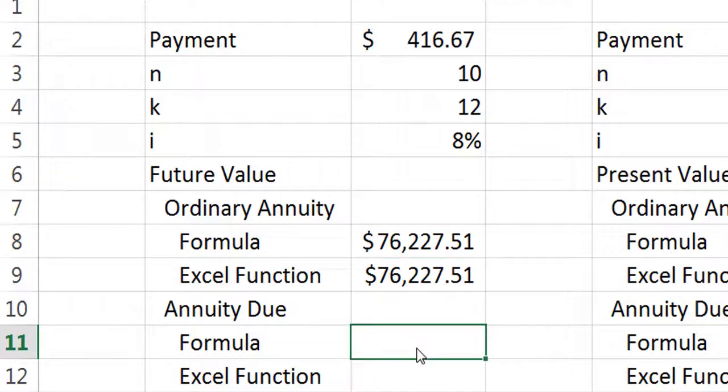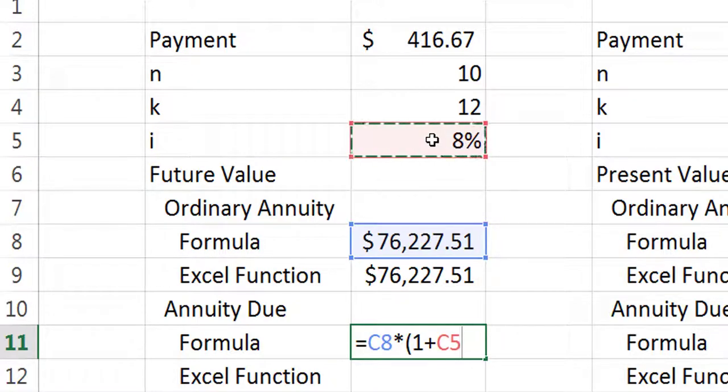Now we have to enter a nice complicated formula for our annuity due. But what's really interesting is that the formula isn't that complicated once you have the formula for an ordinary annuity entered. It's just the result you got from an ordinary annuity multiplied by 1 plus i, 1 plus the interest rate. So we'll do an equal sign. We'll click on our result from the ordinary annuity, type an asterisk, and then an open parenthesis and type 1 plus our interest rate.